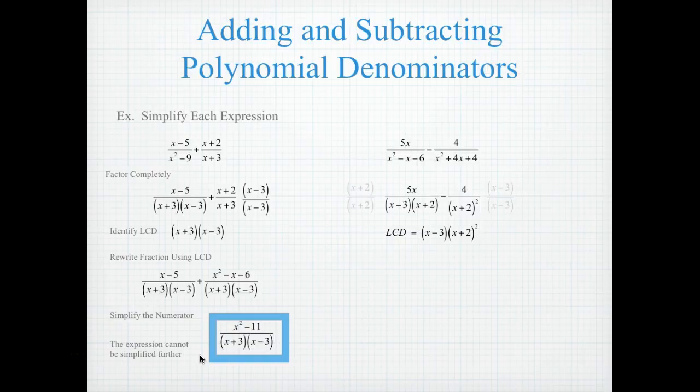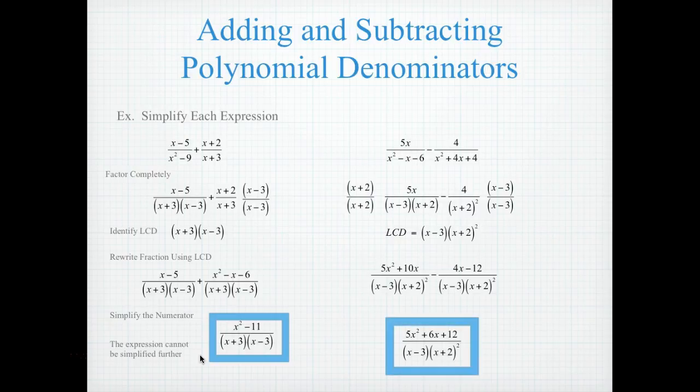So my fraction on the left needs to be multiplied by x plus 2, numerator and denominator. And my fraction on the right needs to be multiplied by x minus 3, numerator and denominator. Distributing in the numerator gives me 5x squared plus 10x minus 4x minus 12. We have to distribute that negative when combining our like terms, which is going to give me 5x to the second plus 6x plus 12 over my least common denominator. Now, we can't simplify that any further, so I have my answer.